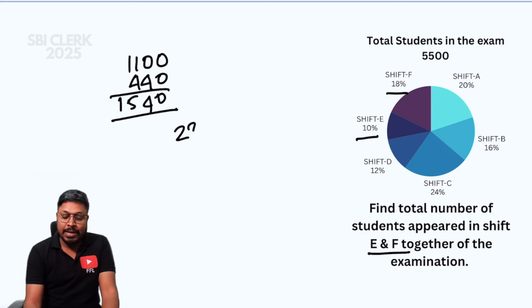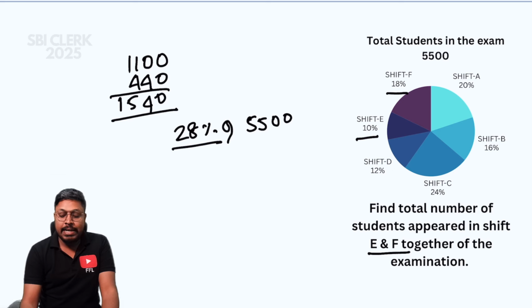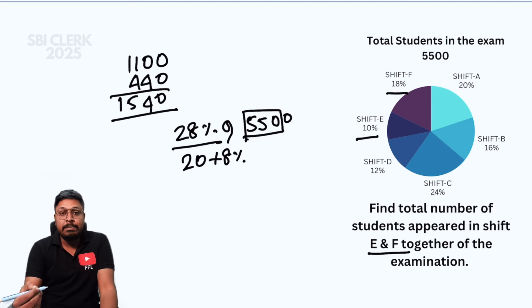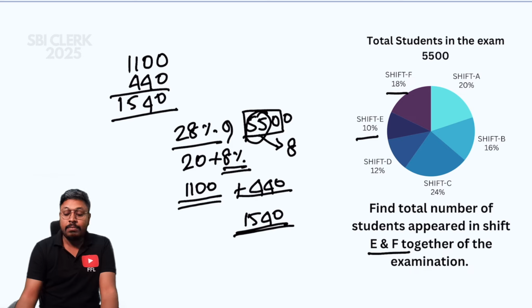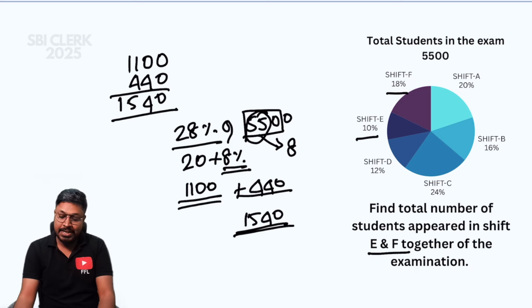So what I did is 28 percentage of 5500. I have written 28 as 20 plus 8 percentage. So 10 percentage is 550. 20 percentage, 550 plus 550, will be 1100. What about the remaining 8? 1 percentage is 55. 55 into 8 will be 440. So the answer will be 1540, which is the answer for this question, right?